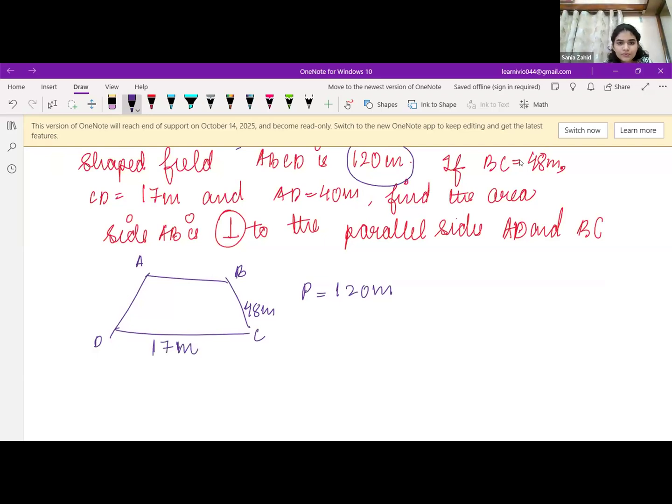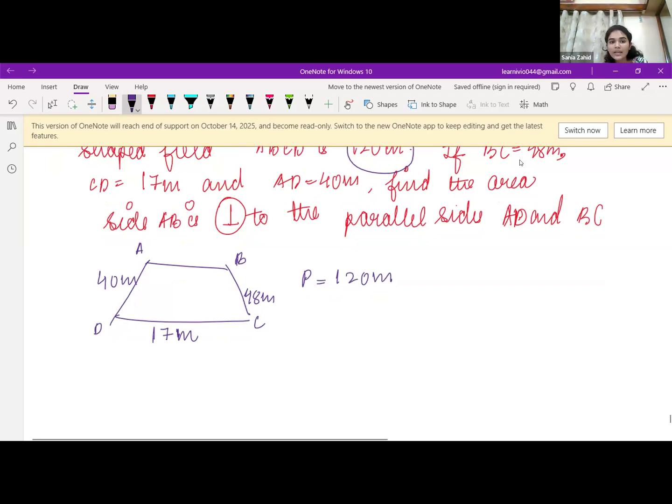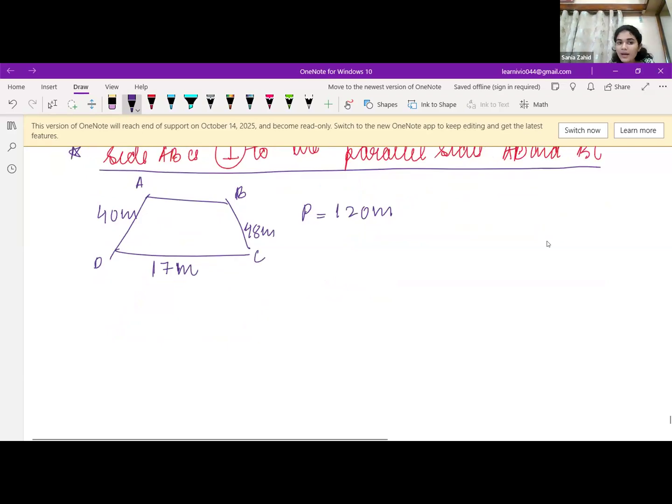Then AD is 40 meter. You have to find the area, and they are telling you AB is perpendicular to the parallel sides AD and BC. Okay, children, one more thing. Now this important line is given to us. This is actually defining how the figure looks. So what does this trapezium actually look like? Please erase this and make it accordingly.